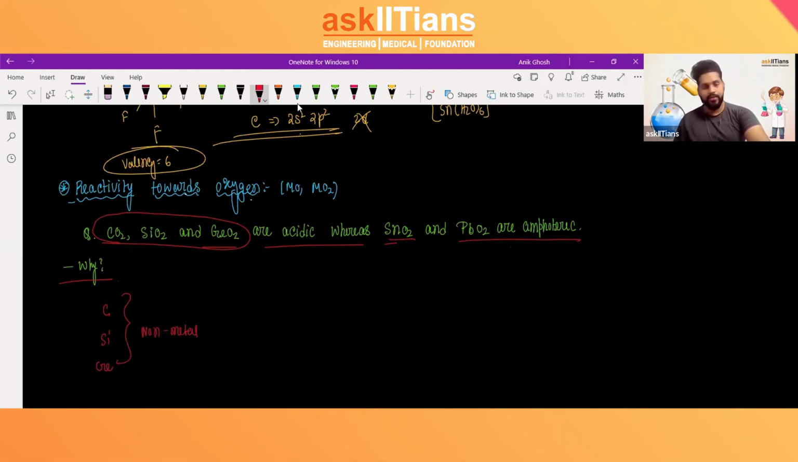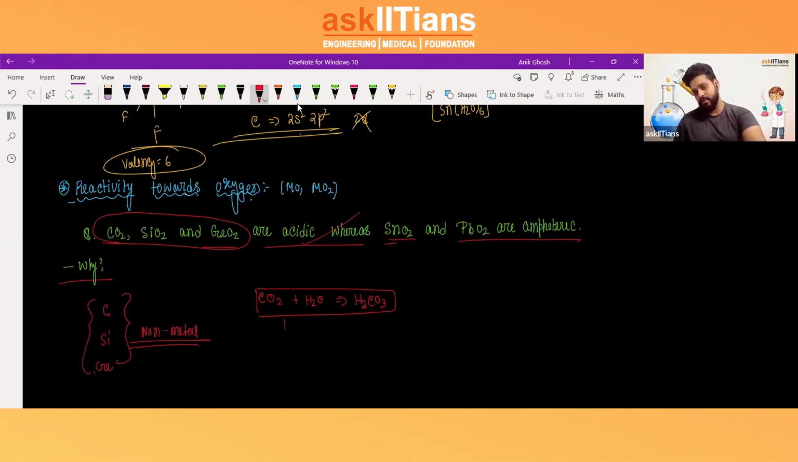More like metalloid character. Now, non-metallic oxides are acidic, that you already know. Example, if I talk about carbon dioxide, if I dissolve it in water, that is going to give me a carbonic acid, H2CO3. So generally, we know that the non-metallic oxides are always acidic and metallic oxides are always basic. So considering these are non-metallic oxides, we expect them to be acidic. So fine.